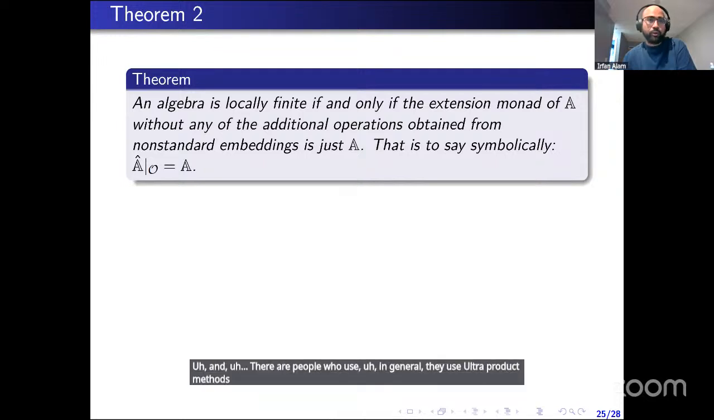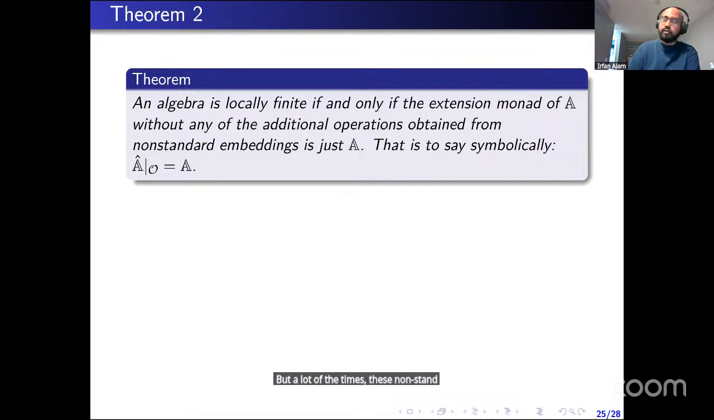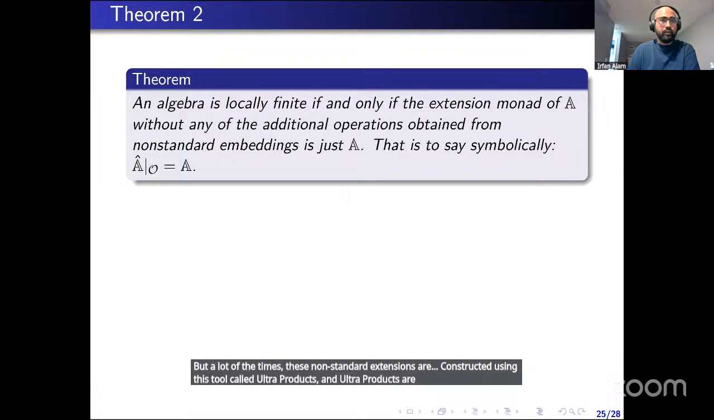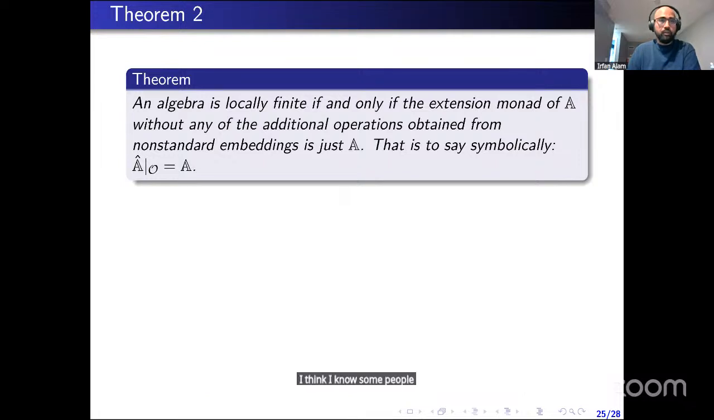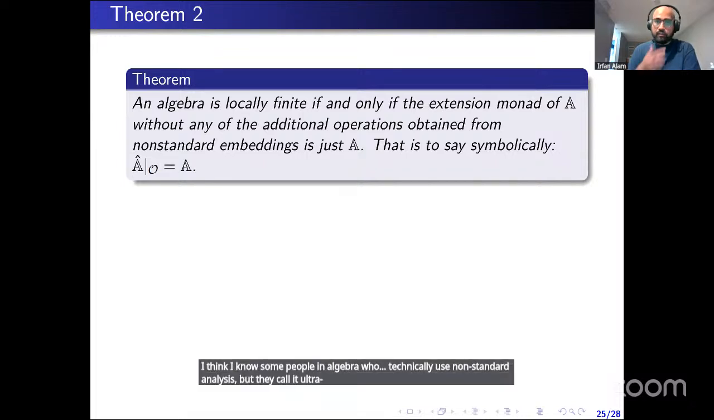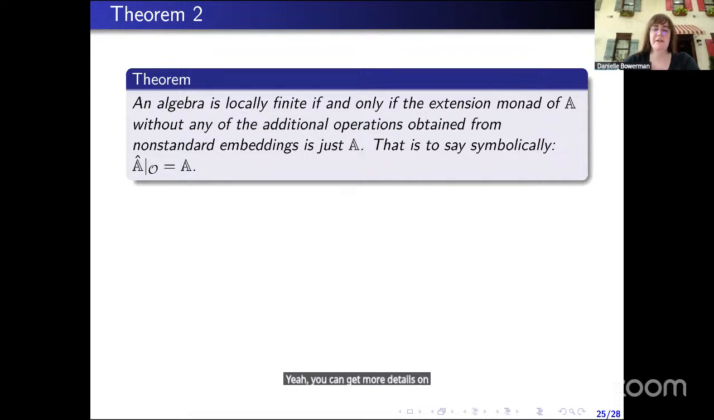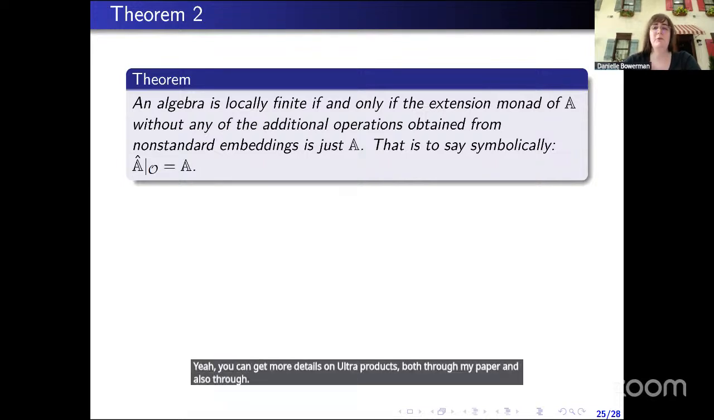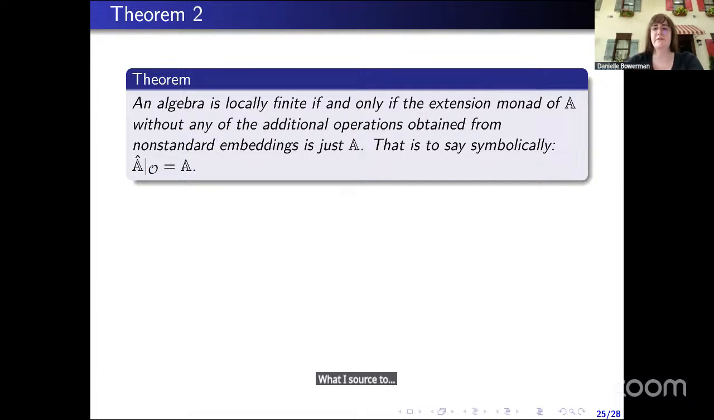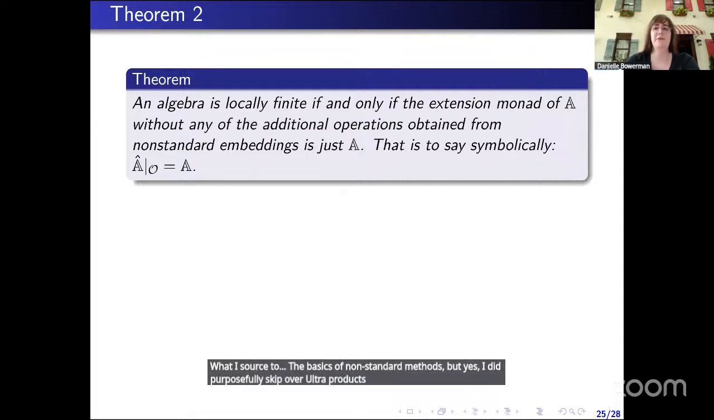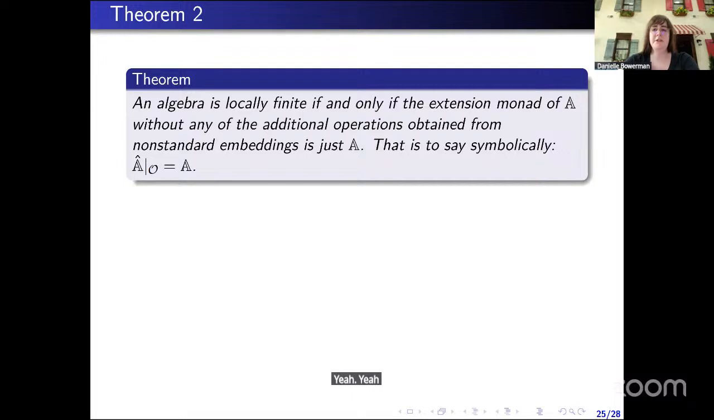There are people who use ultra product methods. I think the word ultra product was not mentioned today, but a lot of the time these non-standard extensions are constructed using this tool called ultra products. I know some people in algebra who technically use non-standard analysis, but they call it ultra products. You can get more details on ultra products, both through my paper and through what I source to the basics of non-standard methods. But yes, I did purposefully skip over ultra products because they are very technical. If you want more details, the archived paper should have some more. Thank you for bringing that up.